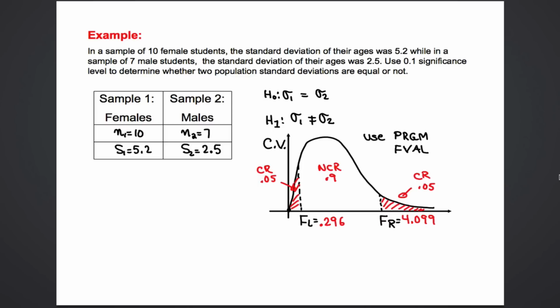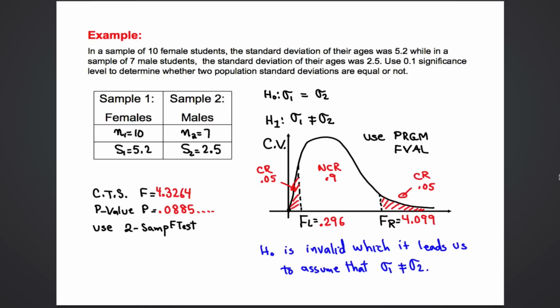Again, using program fval as we discussed earlier and in other videos, the right critical value becomes 4.099 and the left critical value is 0.296. Remember, when you're finding the left critical value, we have to switch the degrees of freedom, and then whatever the answer is, we take the reciprocal of that. The left critical value always will be smaller than 1. There is no negative critical values when working with F distribution.